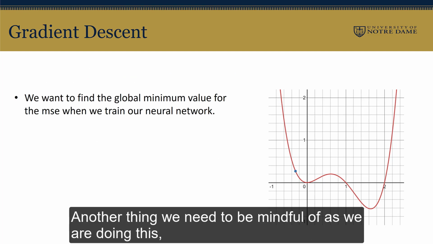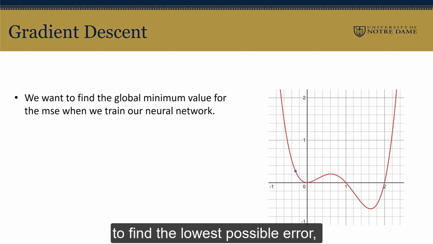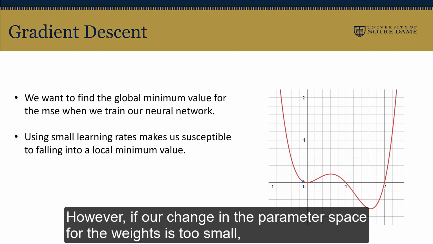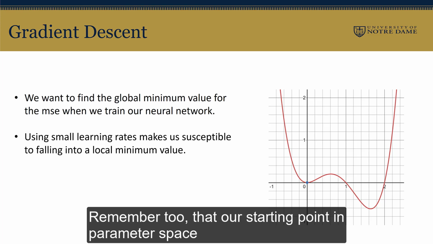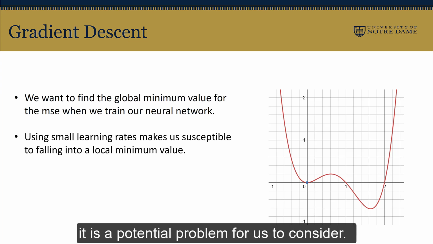Another thing we need to be mindful of as we're doing this is that we intended for our modeling process to find the lowest possible error, or what we call the global minimum of the graph. However, if our change in the parameter space for the weights is too small, it's quite possible that we will end up getting stuck in a local minimum. Remember, too, that our starting point in parameter space is randomly selected. So while this won't happen every time we run the model, it is a potential problem for us to consider.